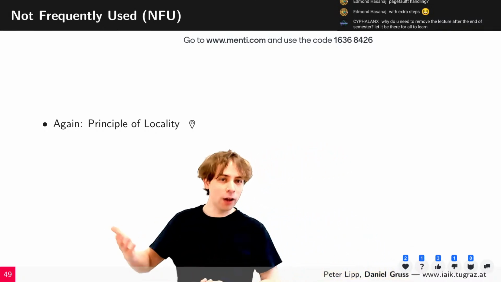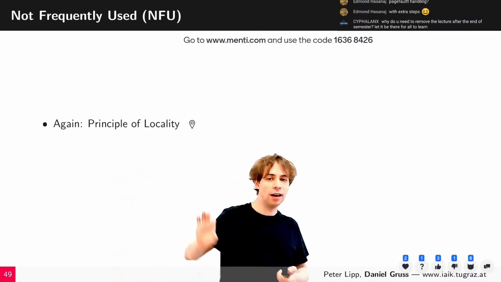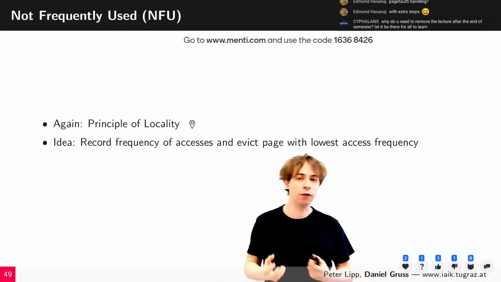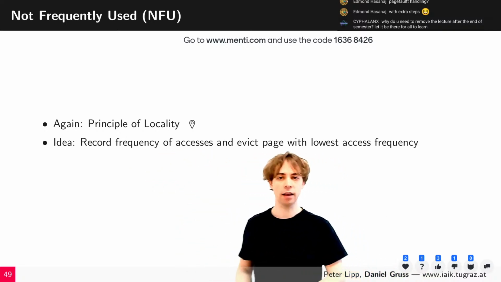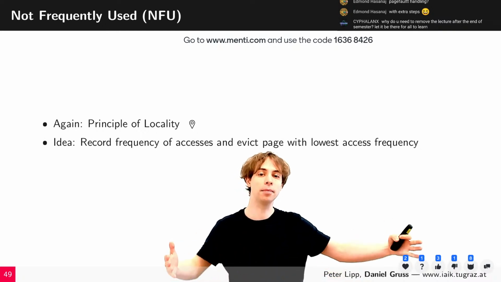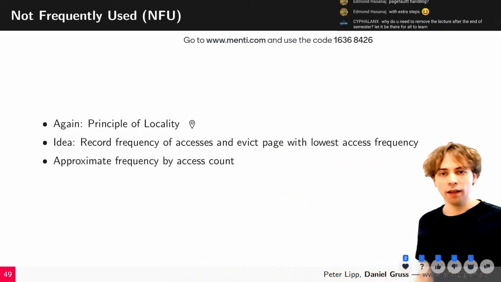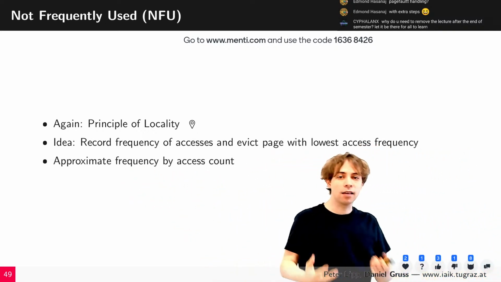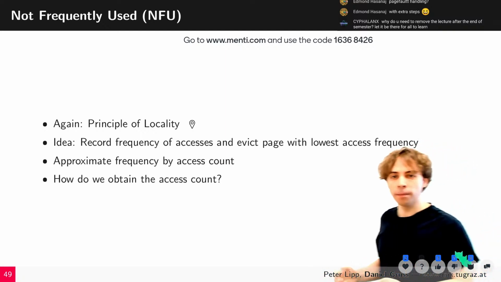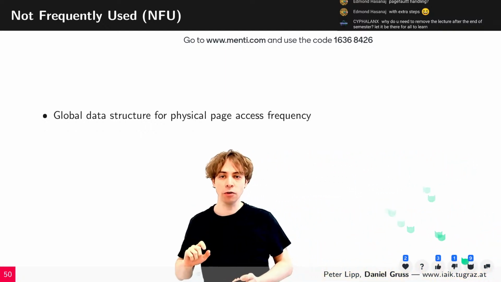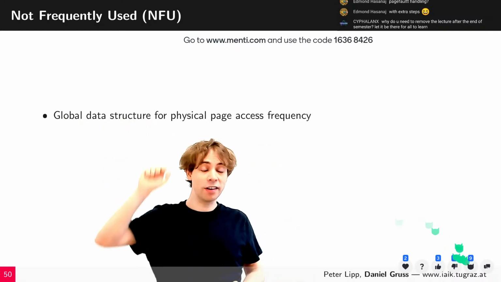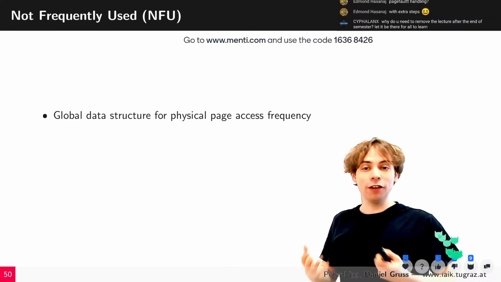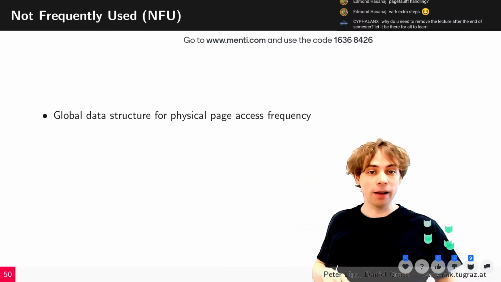And following this reasoning, the principle of locality also makes sense here. The frequency can also be a meaningful metric to decide which page should be kicked out, not just the time since it happened. So we can approximate the frequency by using the access count. So how do we do that? How do we get the access count? We have again a global data structure. I like global data structures for the frequency of each, the access frequency of each physical page.